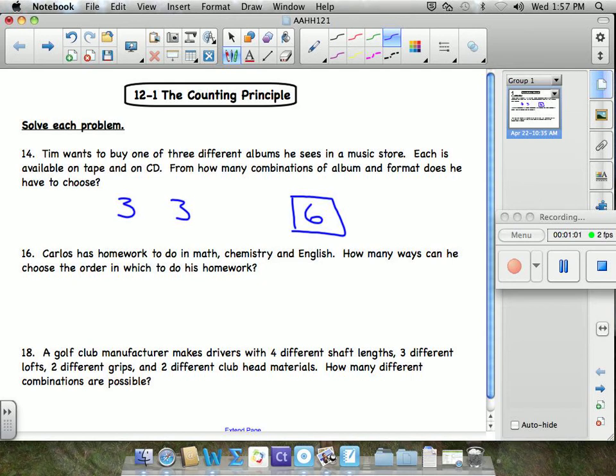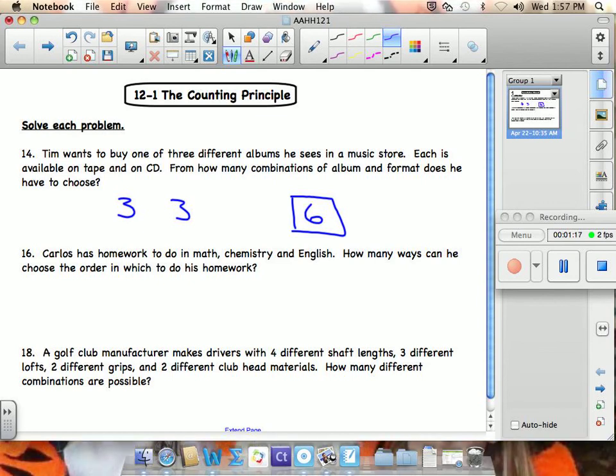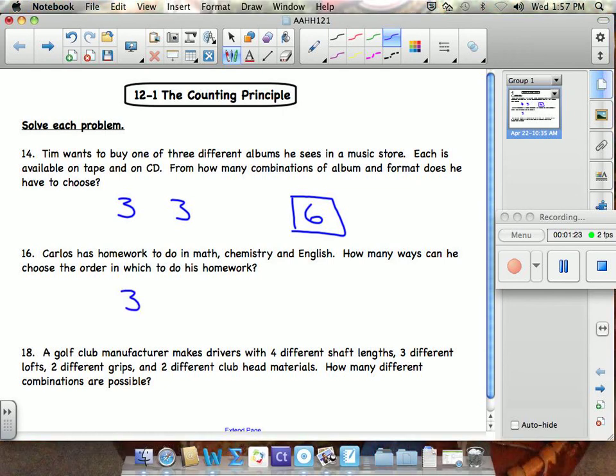Number 16 is a little different twist on it. Carlos has homework to do in math, chemistry, and English. How many ways can he choose the order in which to do his homework? So when Carlos sits down to start working, he can pick any of the 3 classes, math, chemistry, or English. So there's 3 options for his first choice.